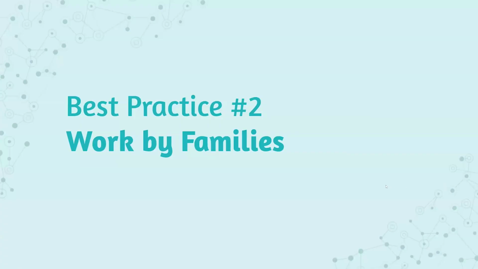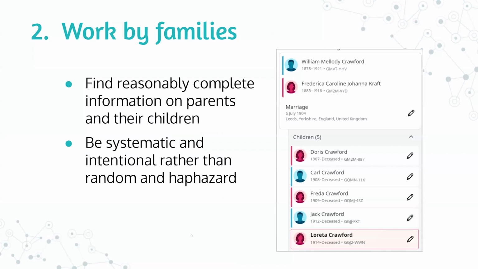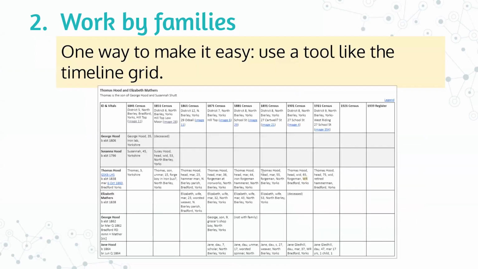Let's move on to the next one, work by families. Okay, what do we mean by that? To find reasonably complete information on a set of parents and their children, and to be systematic and intentional rather than random and haphazard. One of the best tools I know of to work by families is a tool called the Timeline Grid. There are whole webinars on this, so we're only going to give a very high level overview, but I'll give a link to more information if you're not familiar with this tool, but you'd like to learn more about it.